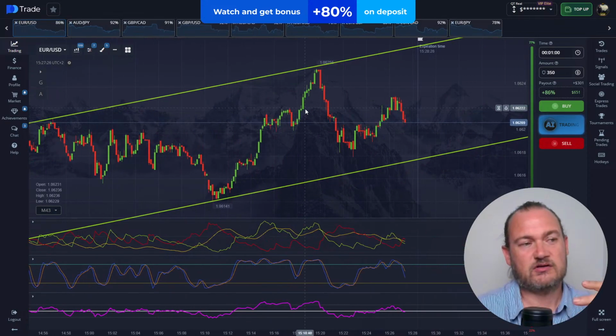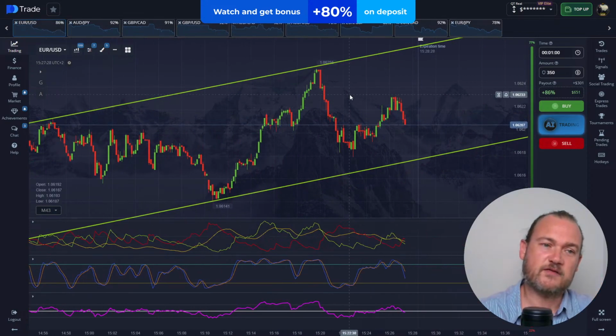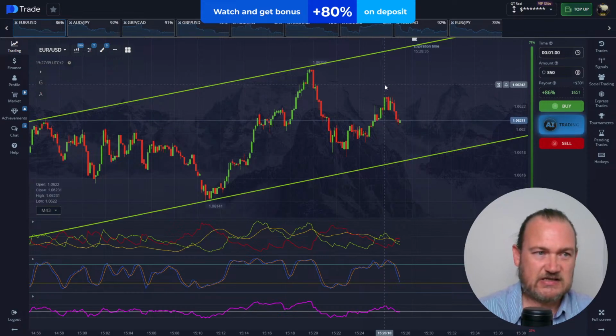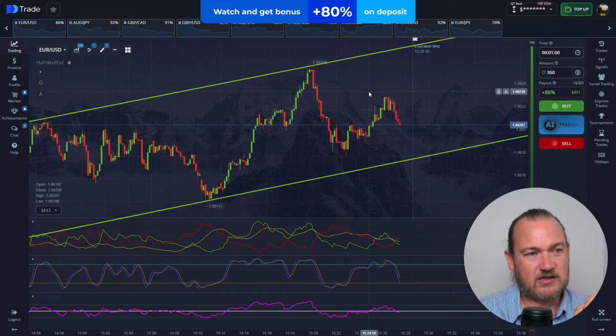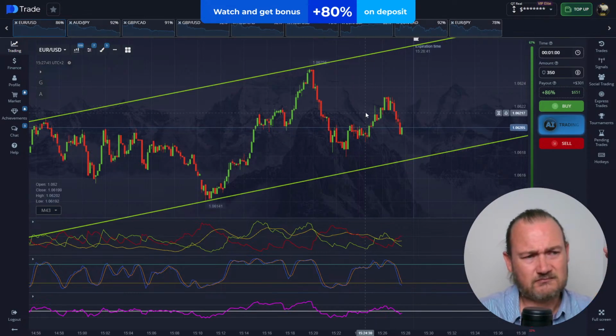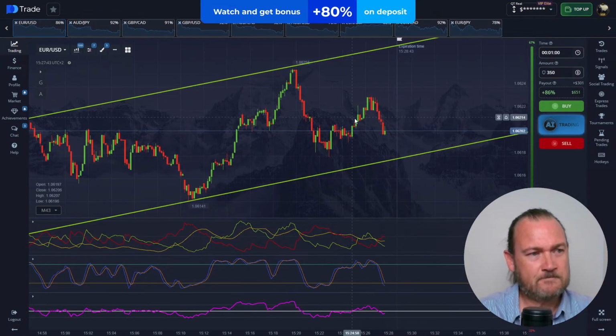I find that quite often I will get entries on my lower time frame that's right on the support or resistance areas, and then it makes it easier for me to time my entries. But that's just something I love doing.